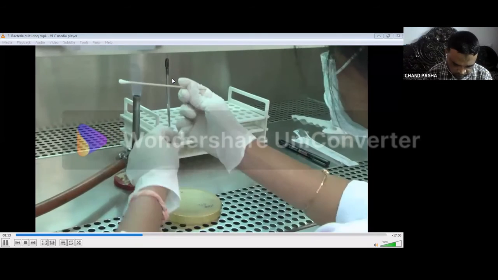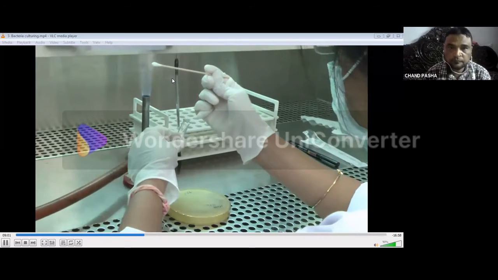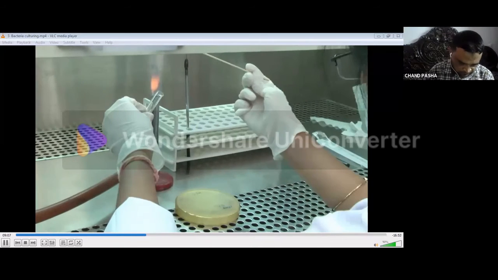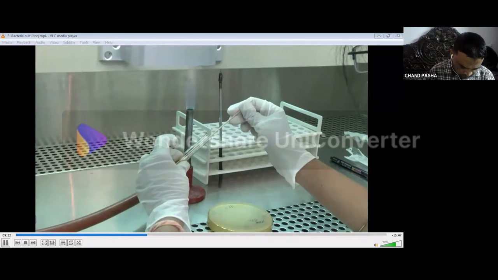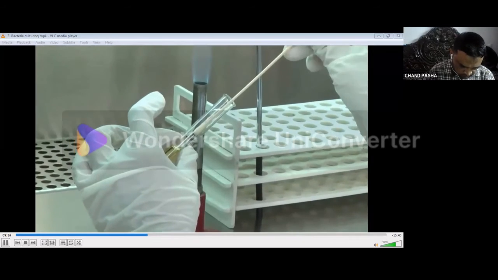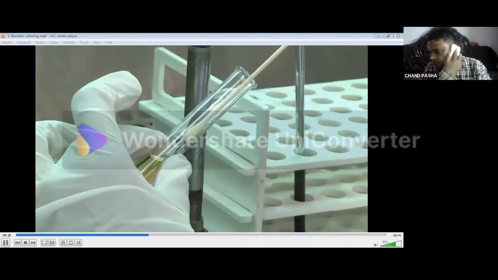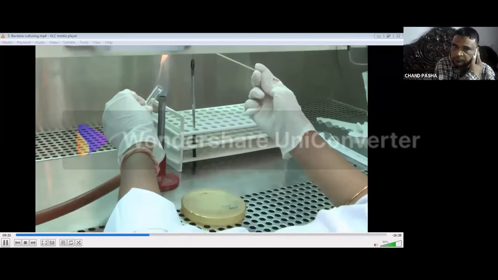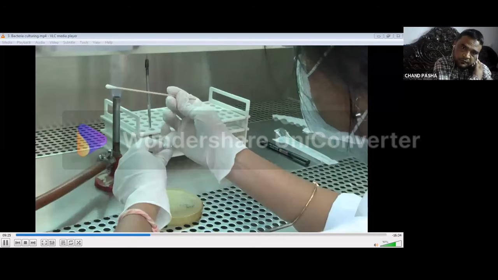Loosen the cap or cotton wool plug of the bottle or test tube containing the broth culture. Remove the cap or cotton wool plug of the bottle or test tube with the little finger of your right hand and flame the neck. Load the inoculum onto a sterilized cotton swab. Squeeze out the extra inoculum by pressing the swab to the side of the test tube or bottle. Flame the neck of the bottle or test tube and replace the cap or plug.